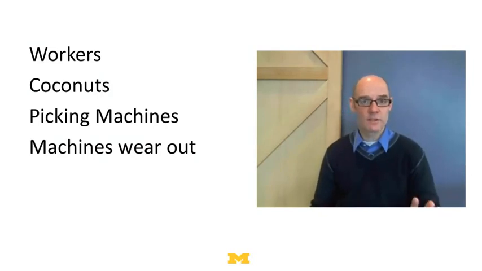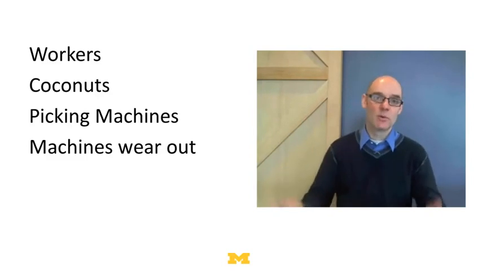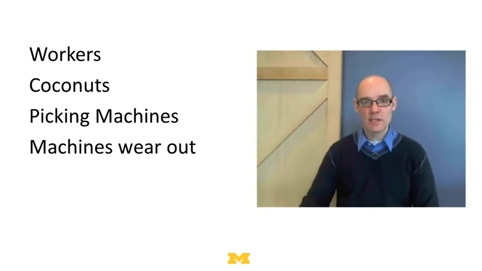Now, there's one other assumption we're going to add in. These machines will wear out over time, because they're made out of coconuts. So they're going to degrade over time and have to be replaced with new machines. So that's it. Very simple economy. Coconuts, workers, machines, depreciation.